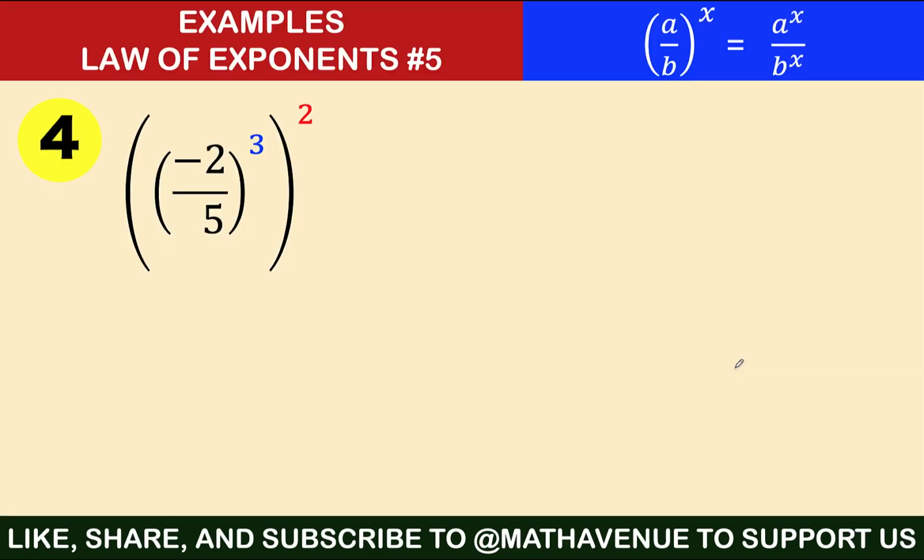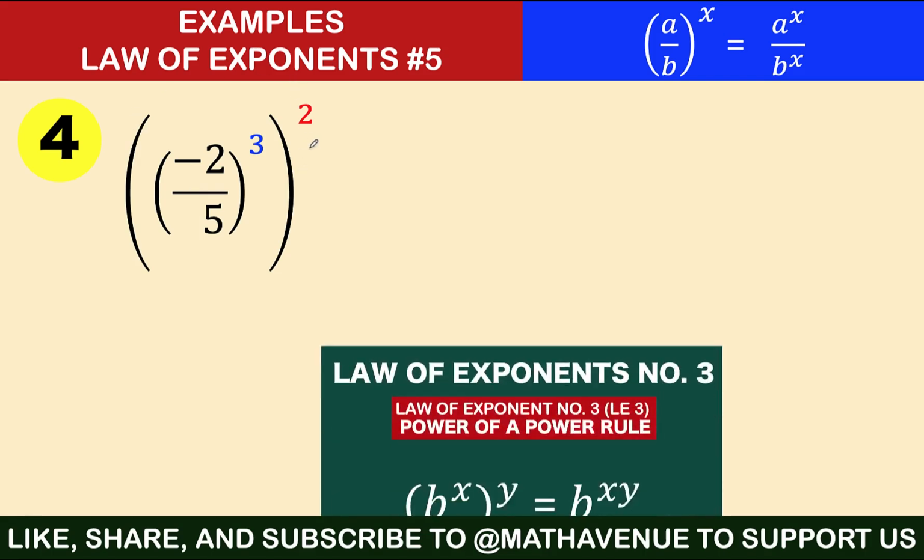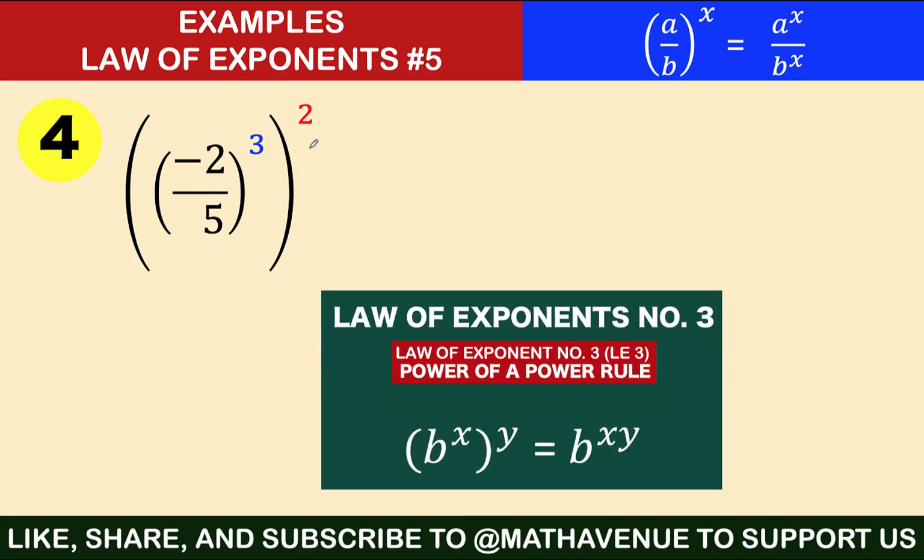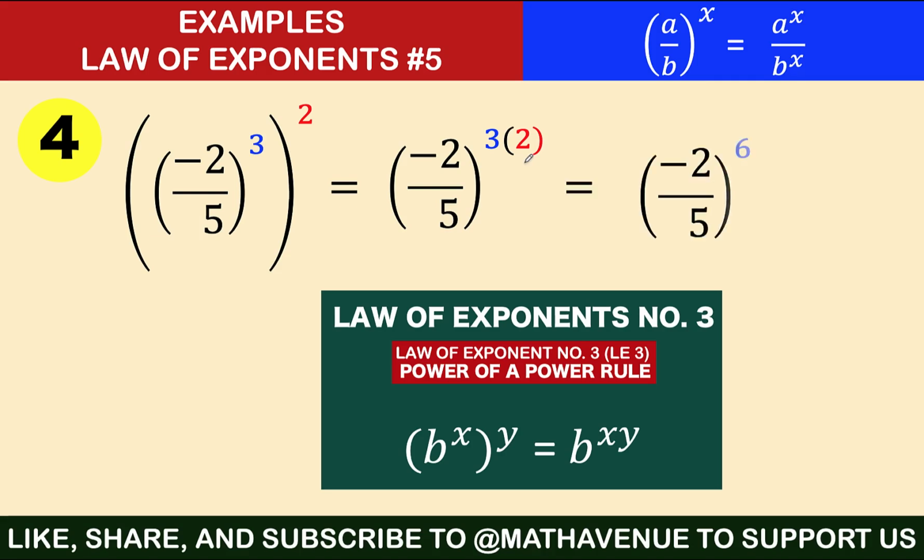Next, you have this nested exponential number. We have negative 2 over 5 raised to the third. There's no problem here because a negative number raised to the third would still result in a negative number, and then all raised to the second. So how do we solve this? Applying law of exponent number 3, this will look like this. We copy the base and we multiply 3 times 2. And that is negative 2 over 5 all raised to the sixth. Notice now that we have an even exponent.